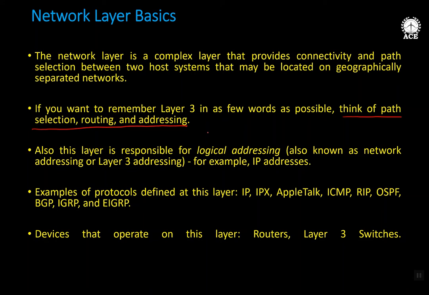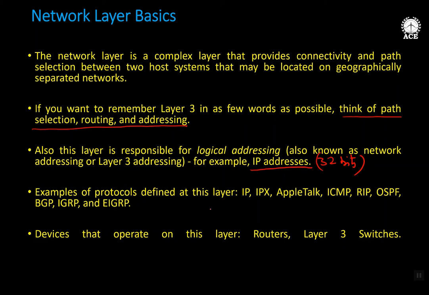Addressing means IP level addressing. I already told you, I will talk about it. At this layer we use logical addressing, not physical addressing. MAC is a physical address, IP address is a logical address. The network layer uses IP addresses, generally 32 bits in size, which is a logical address, because one machine can have different interfaces, and for each interface I can have a different logical address.